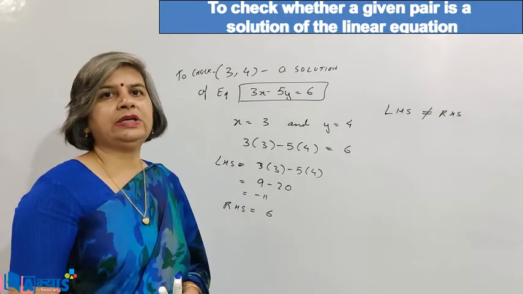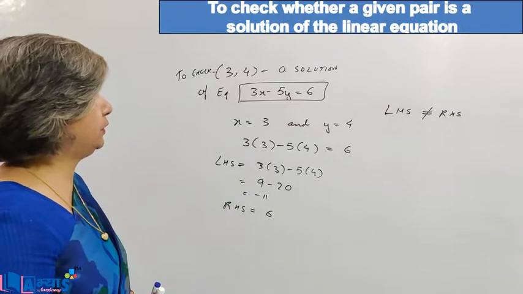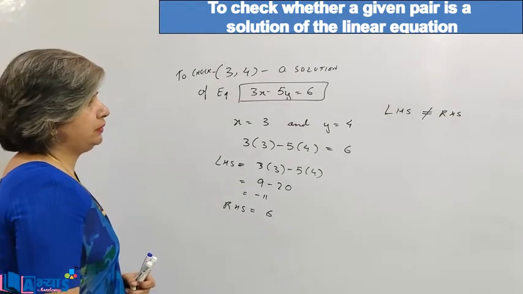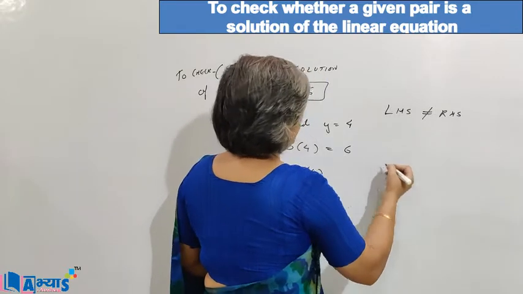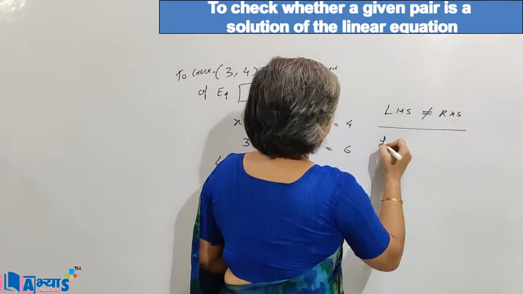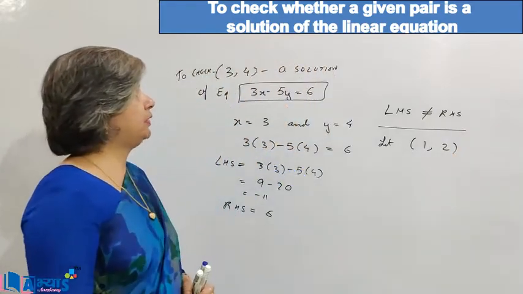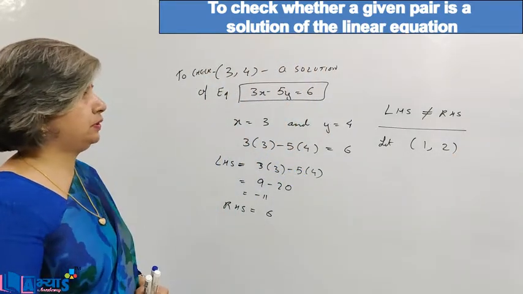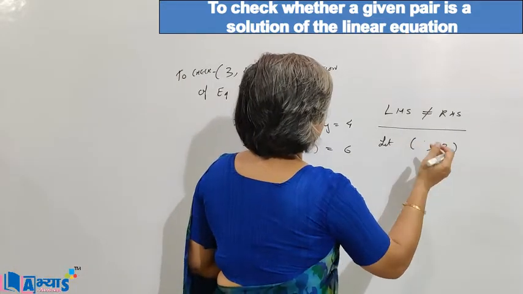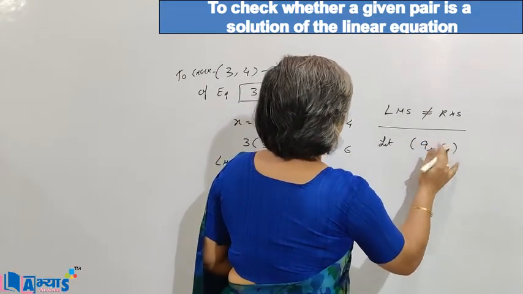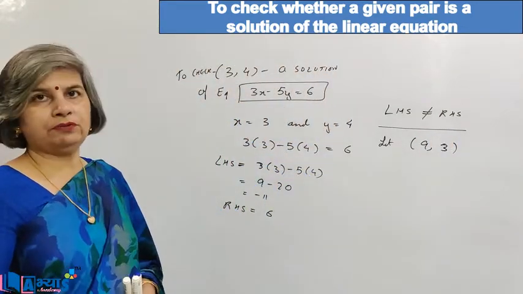So this is how we can check whether a particular pair is a solution of this equation or not. Let us take another example. Let us suppose 9, 3. We are supposed to check 9, 3 is a solution of this equation.